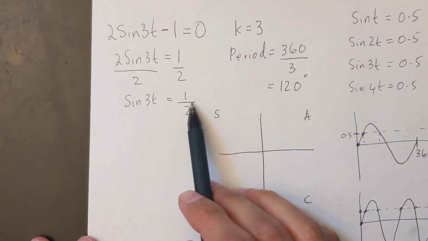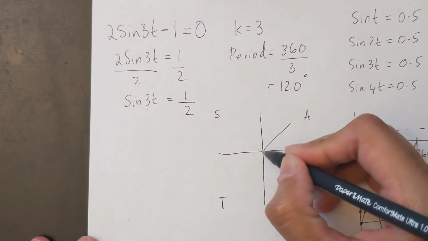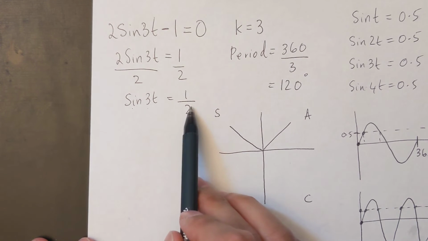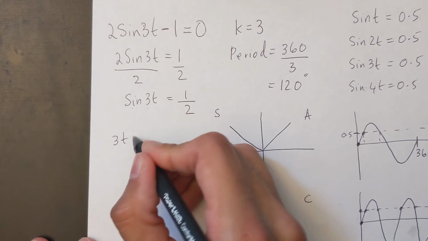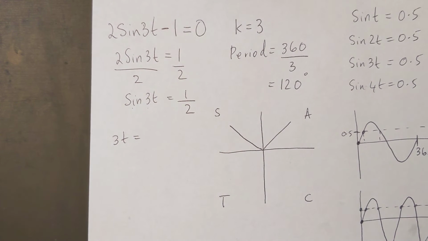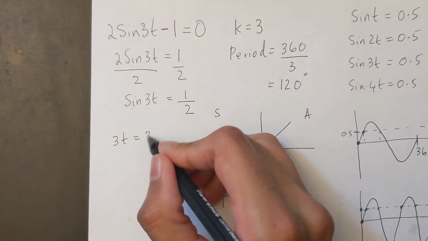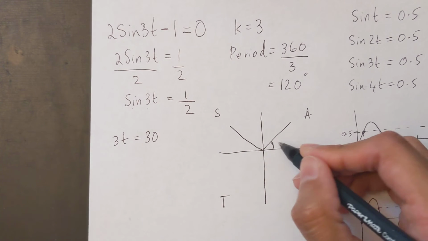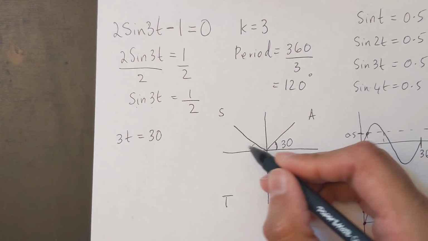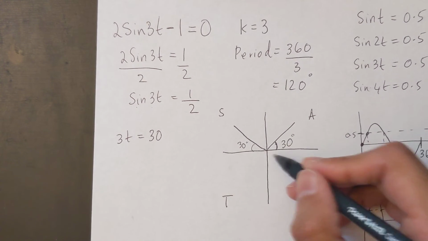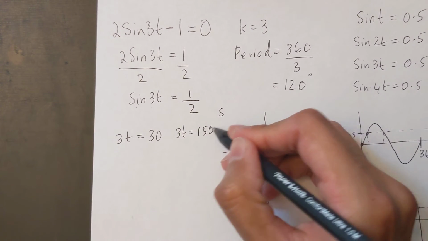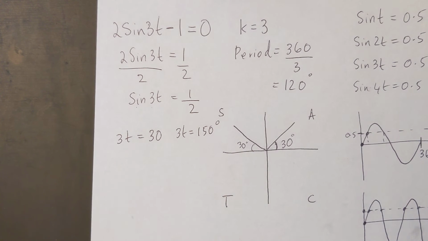But in order to start, I'm going to start with my CAST rule. Now, where is sine positive? In A and in S. Then I'm going to come back here and do the sine inverse of 1 over 2. If I do the sine inverse of 1 over 2 in my calculator, I get 30. So my first solution is 3t equals 30. This is also going to be 30. So my second solution is going to be 3t equals 180 minus 30, which is 150 degrees.